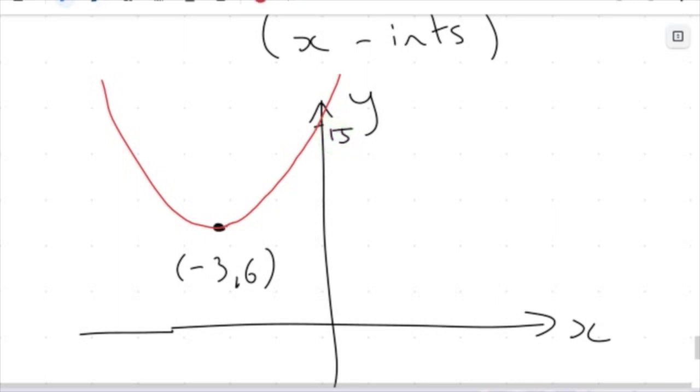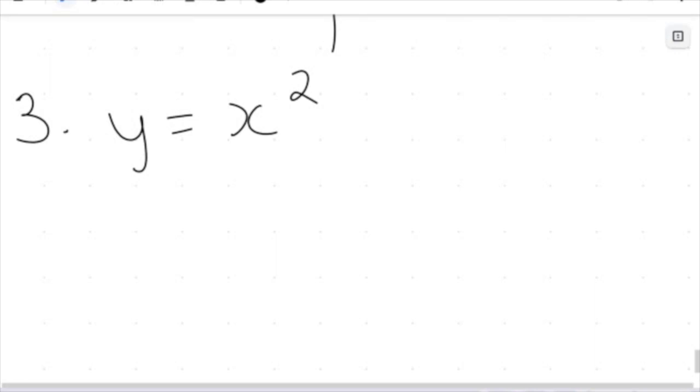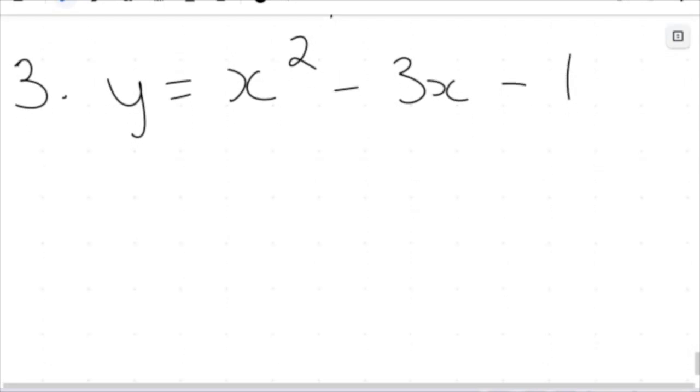Alrighty. Let's try one last example to really get the hang of this thing here. For example 3, we are looking at the equation of a parabola y equals x squared minus 3x minus 1. And we want to solve this using completing the square.